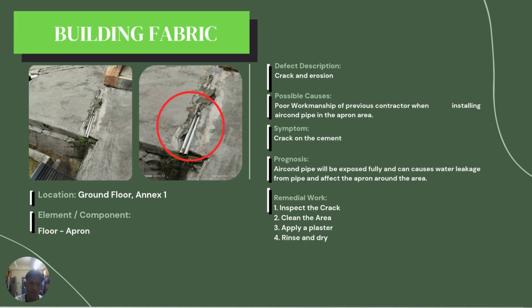Now, we move to building fabric. So, here is the defect at ground floor annex 1. Element is floor and component apron. Defect description: crack and erosion. Possible causes: poor workmanship of previous contractor when installing aircon pipe in the apron area. Symptom for this defect is crack on the cement. So prognosis is aircon pipe will be exposed fully and can cause water leakage from pipe and affect the apron around the area. Remedial work is inspect the crack, then clean the area. After that, apply a plaster, and lastly, rinse and dry.